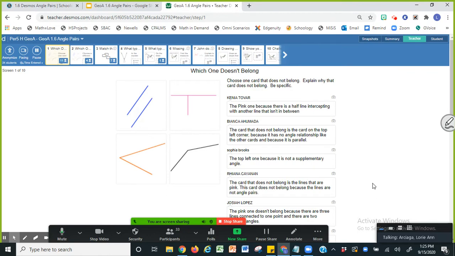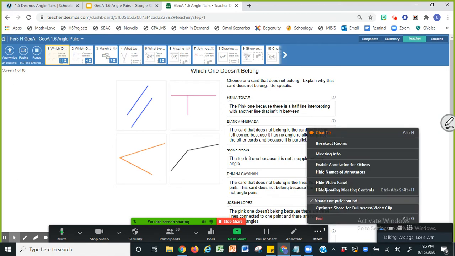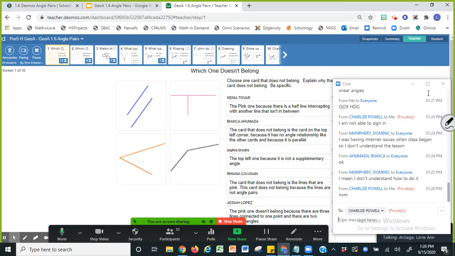Some students wrote that the two blue lines do not form an angle, so they said that's the one they were going to pick.